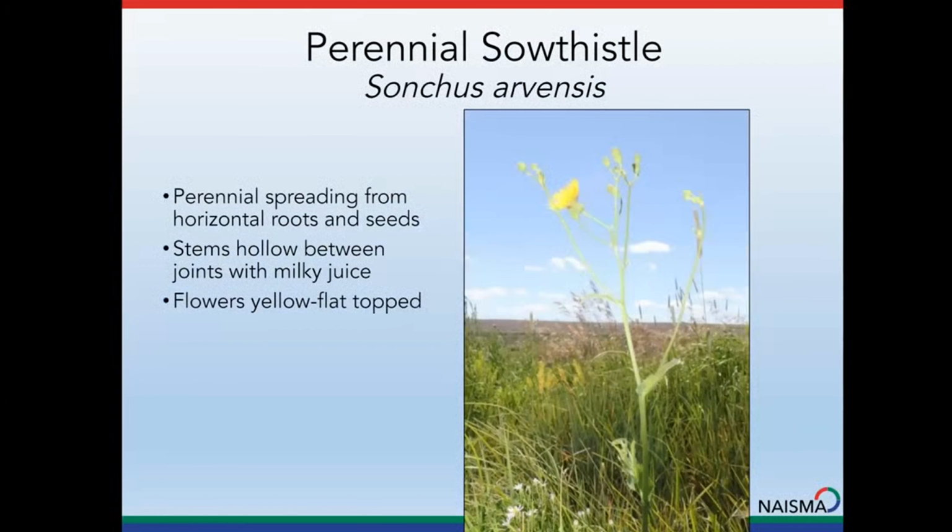All right, moving on to perennial sow thistles. So I describe this as dandelion on steroids. If you look at the flower, it is a perennial spreading from horizontal roots and its seeds. The stems are hollow between the joints and have a milky, juicy latex, but the flowers are flat-topped. And in our area, they tend to bloom late summer. So like in August, it's much later in the year than a lot of other aster plants.